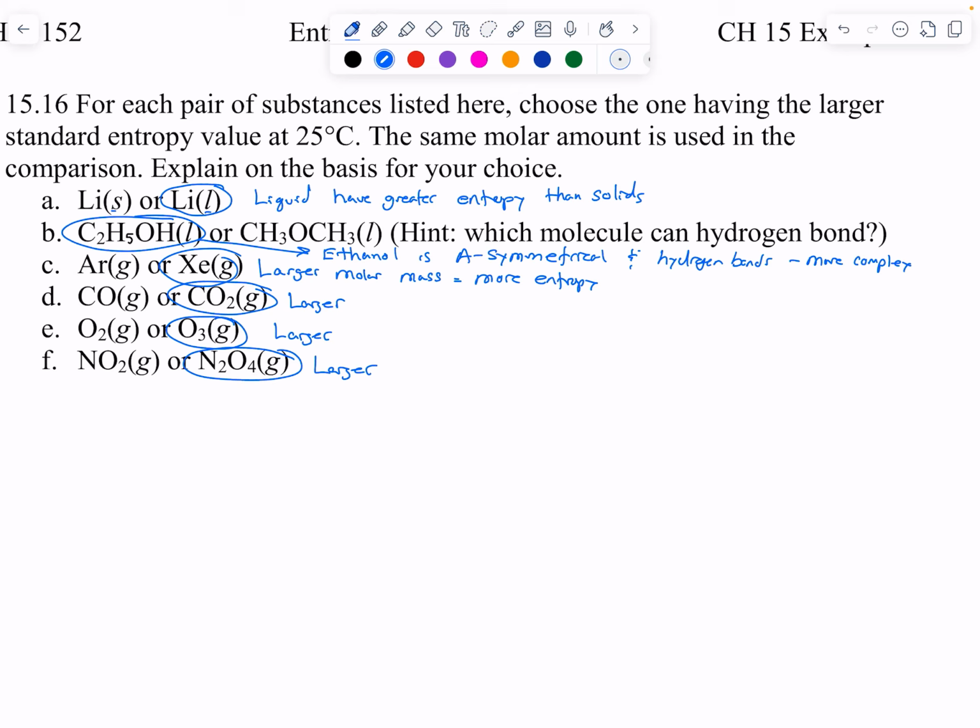All right, and you can look at the appendix of your textbook and compare the actual values, but that's how we would quickly look at this.